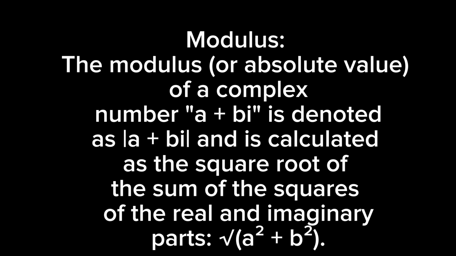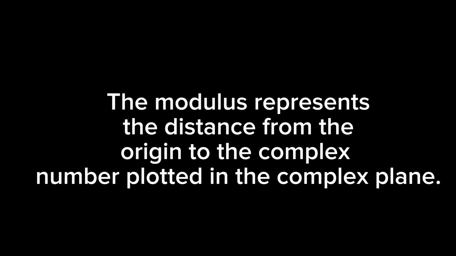Modulus. The modulus or absolute value of a complex number a + bi is denoted as |a + bi| and is calculated as the square root of the sum of the squares of the real and imaginary parts, the square root of a² + b². The modulus represents the distance from the origin to the complex number plotted in the complex plane.